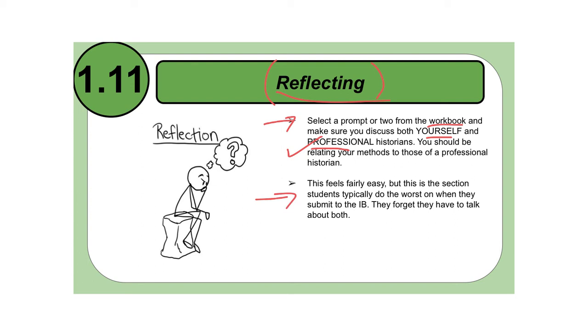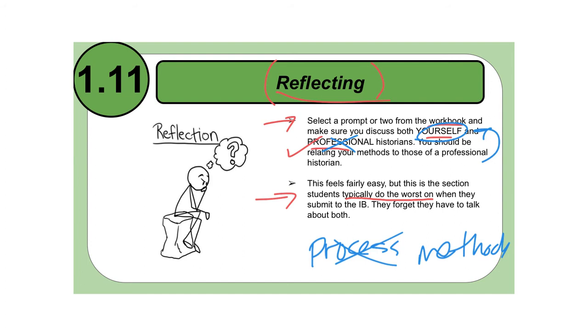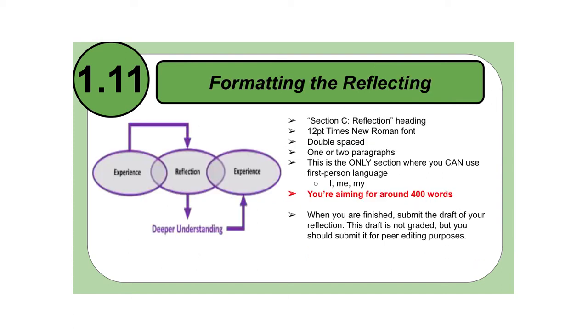However, you need to recognize this is the part that students typically do worst on. The reason being is one of 2 things, and it's usually the first: people are focusing on process, not methods. That's the biggest one. And then the other thing is focusing either totally on yourself and nothing on the professional, or talking all about the professional and then doing nothing about yourself. So just be mindful of those 2 potential hiccups for you.